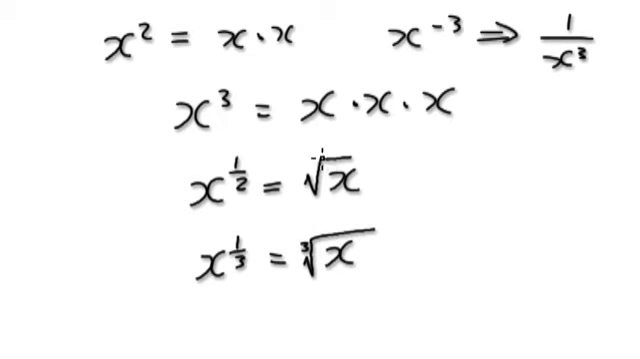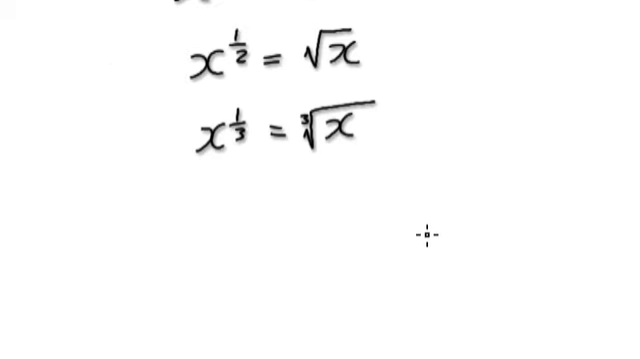Now for the square root, you should have a 2 there, but because we use the square root so often, we just don't bother writing the 2. Whereas for the cube root, we have to put the small 3 there, so people know it's a cube root. Let me give you an example here.